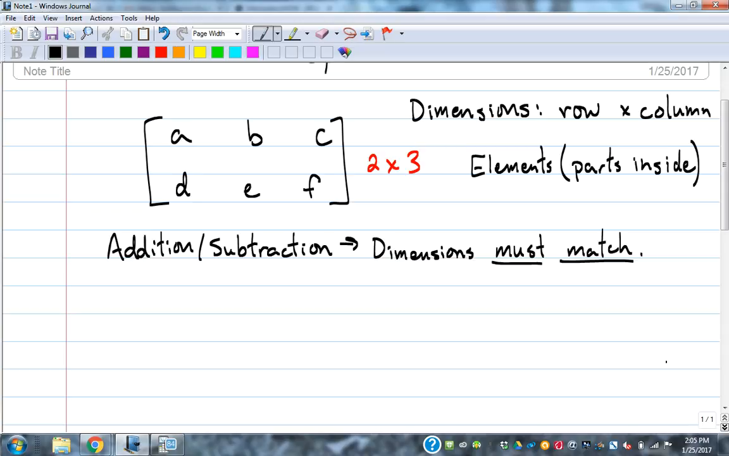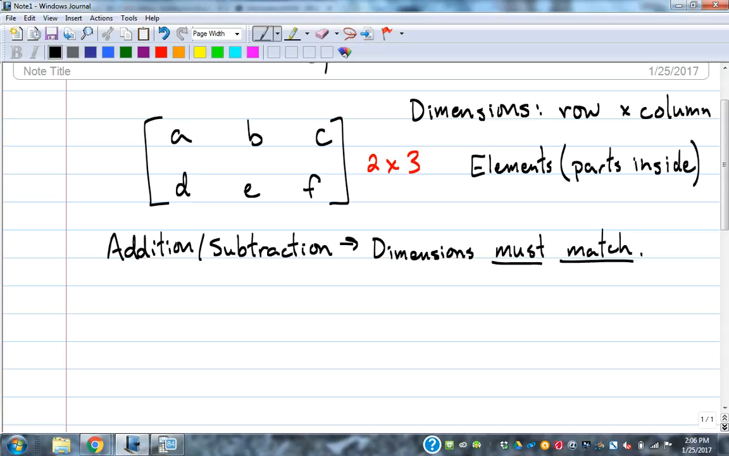So to add something to a 2 by 3, you've got to have another 2 by 3 to add or subtract them. A 4 by 6 can only be added to, or subtracted from, another 4 by 6. They have to be the same size. If they're not the same size, it's an undefined operation. You just say undefined.